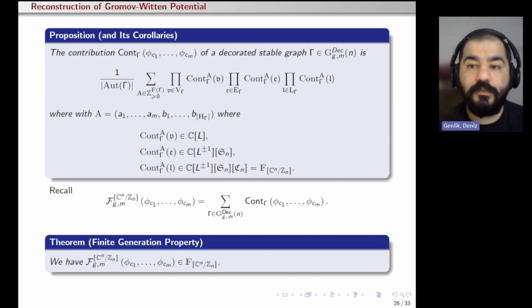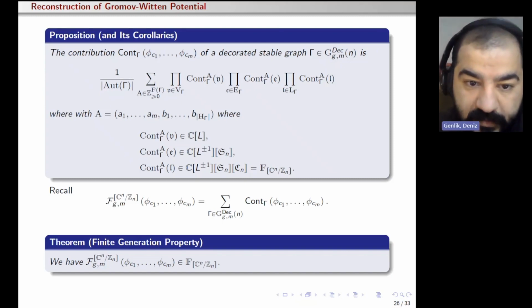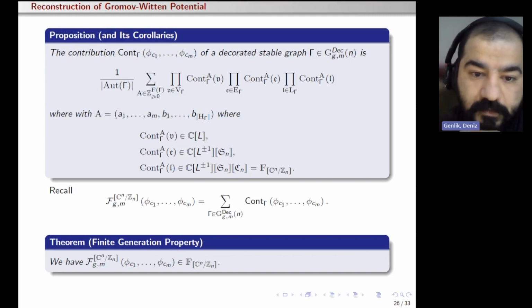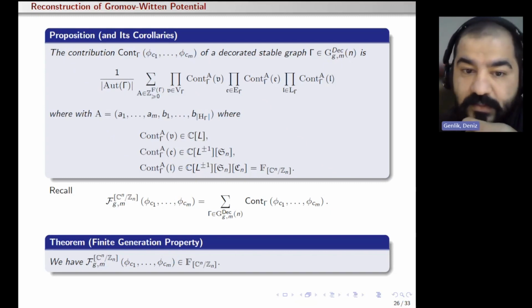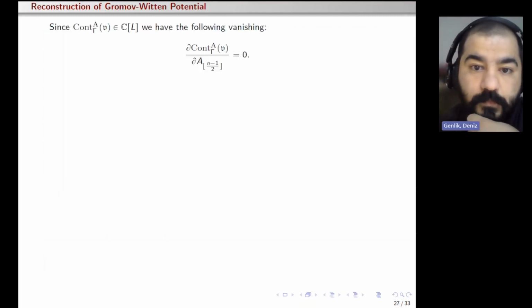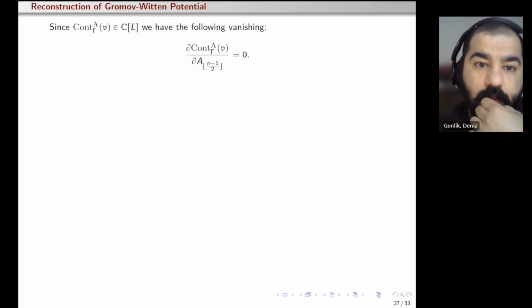So this is our polynomial result. Okay, if no questions, let me move forward. If you look at here, you see that vertex contribution lies in CL. That means the derivative with respect to any A is 0 for a vertex contribution. And so we have this vanishing result.